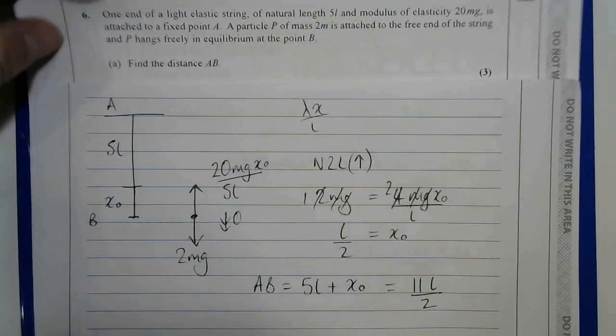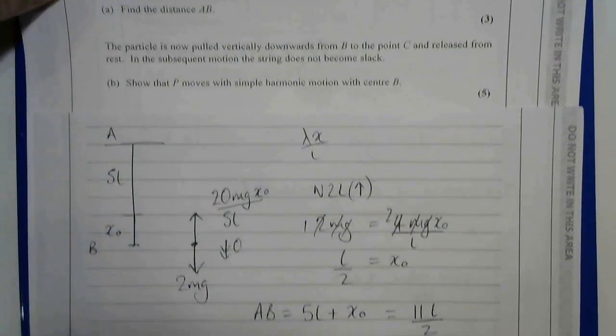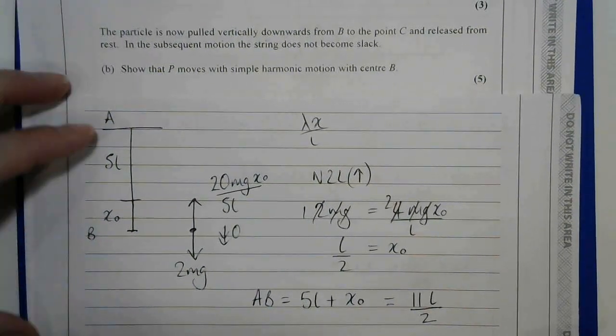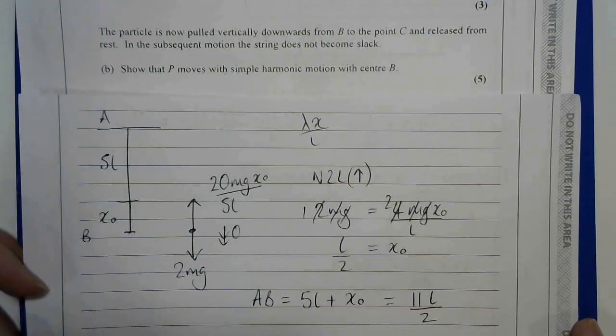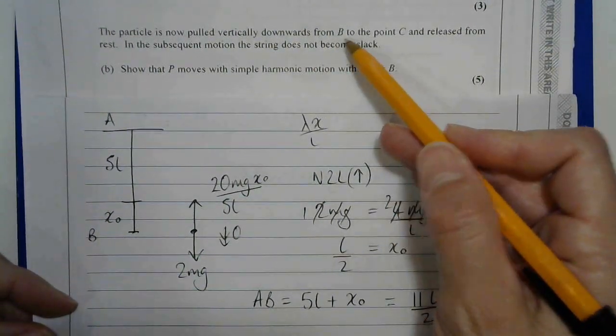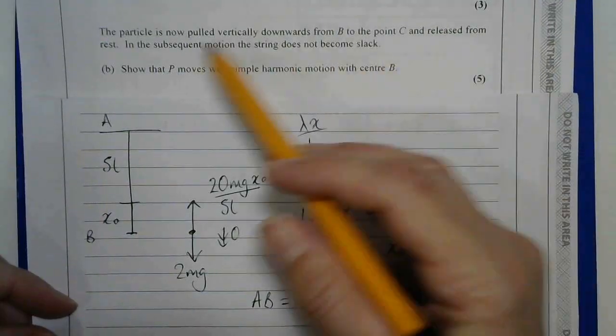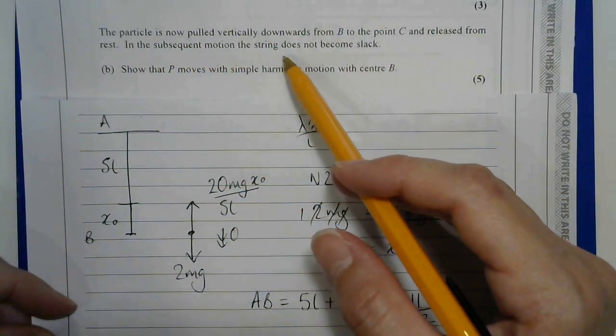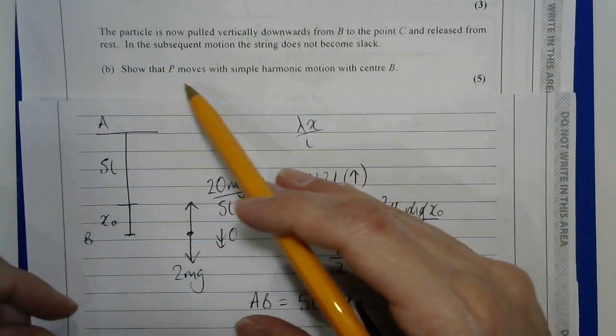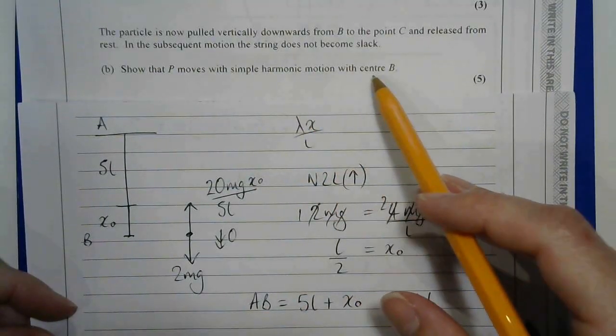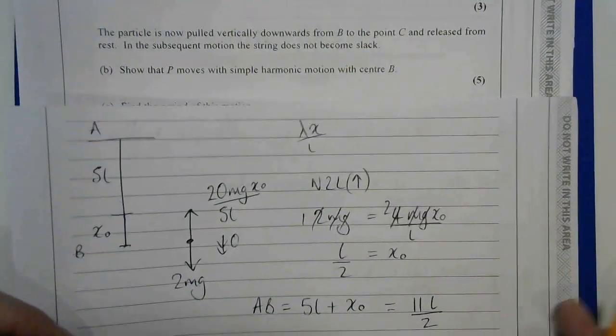Okay, so that is for 3 marks, that's part A. Then it says the particle is now pulled vertically downwards from B to the point C and released from rest. In the subsequent motion, the string does not become slack. Show that P moves with simple harmonic motion with center B.